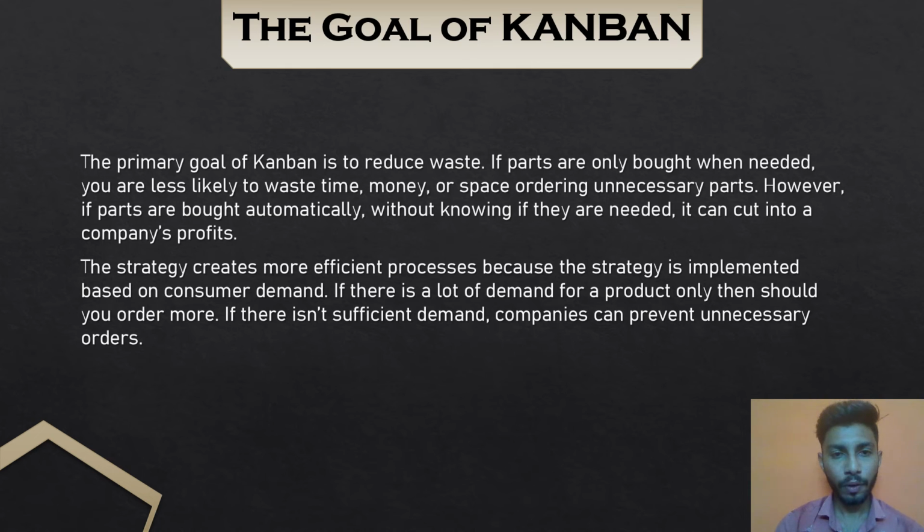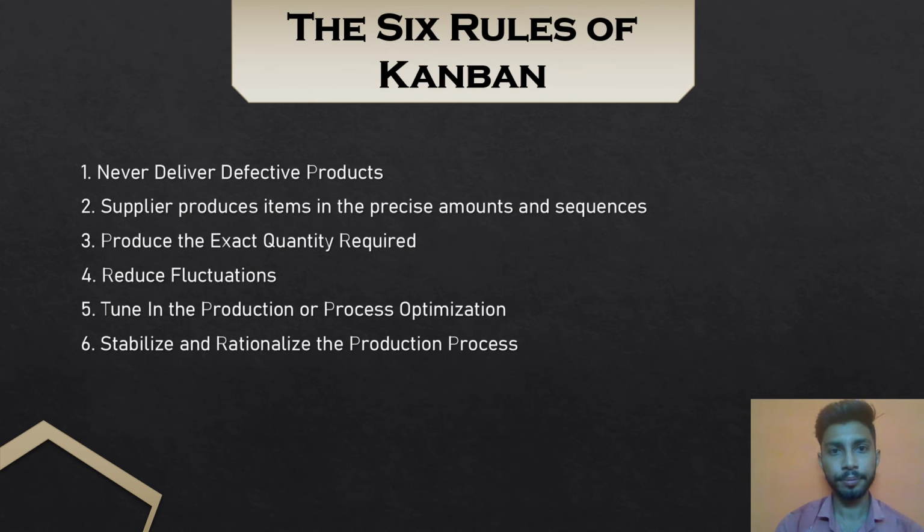The primary goal of Kanban is to reduce waste. If parts are bought only when needed, you are less likely to waste time, money, or space ordering unnecessary parts. The strategy creates more efficient processes because it is implemented based on customer demand. If there is a lot of demand for a product, then you should order more. If there isn't sufficient demand, companies can prevent unnecessary orders.